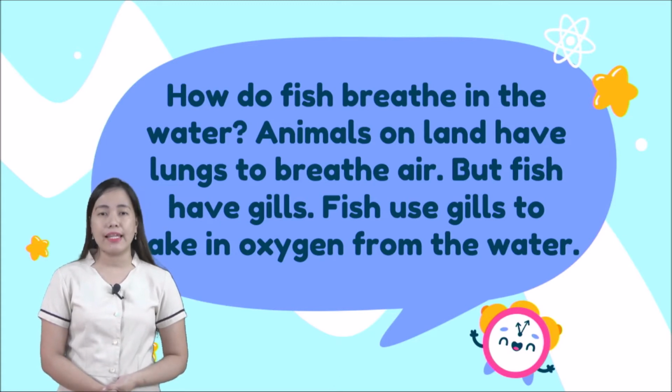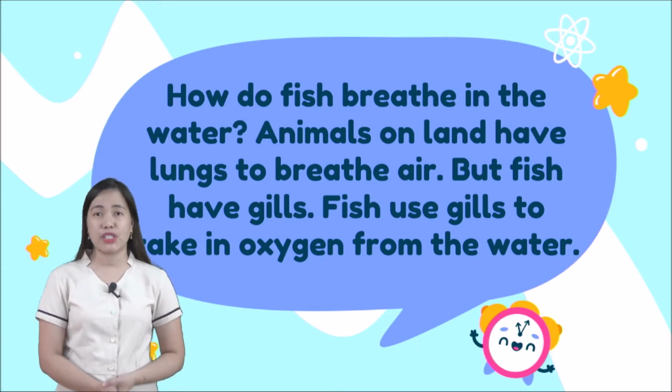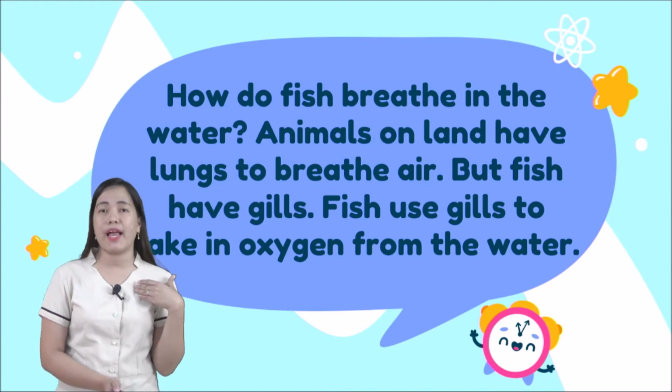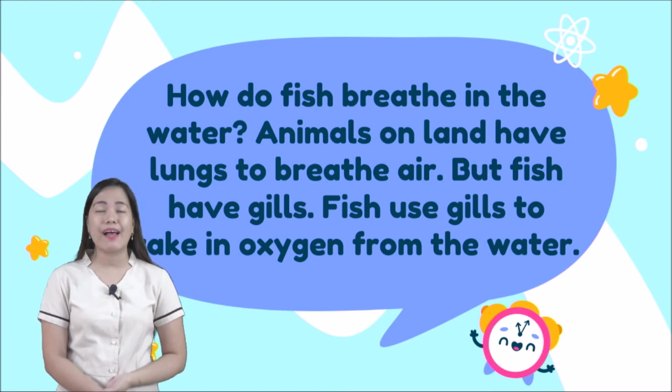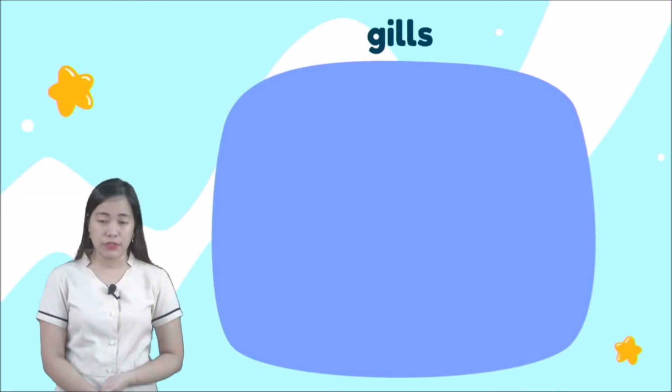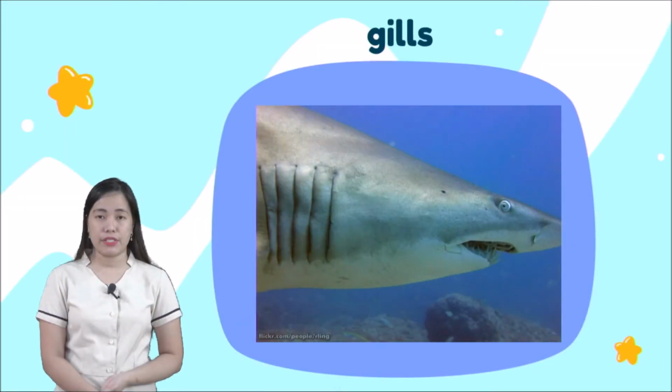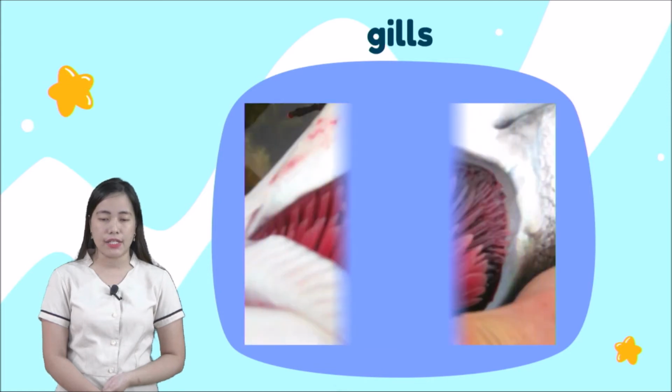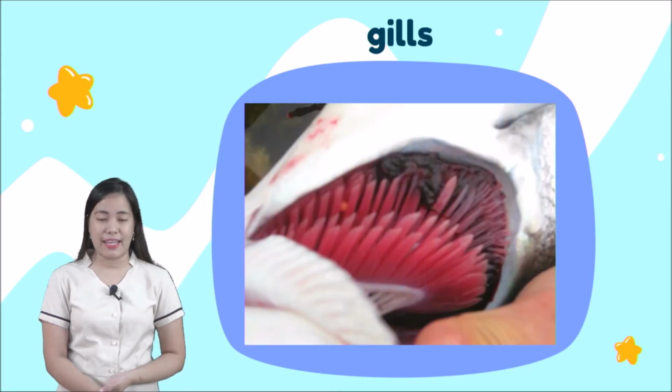Animals on land have lungs to breathe air, just like us humans, right? We have lungs, but fish have gills. Fish use gills to take in oxygen from the water, isn't it? I told you a while ago that fishes use gills to breathe in the water. Look at this one. Oh, there are the gills. Do you see the lines? Those are the gills, and also here. Those are the gills of the fishes.